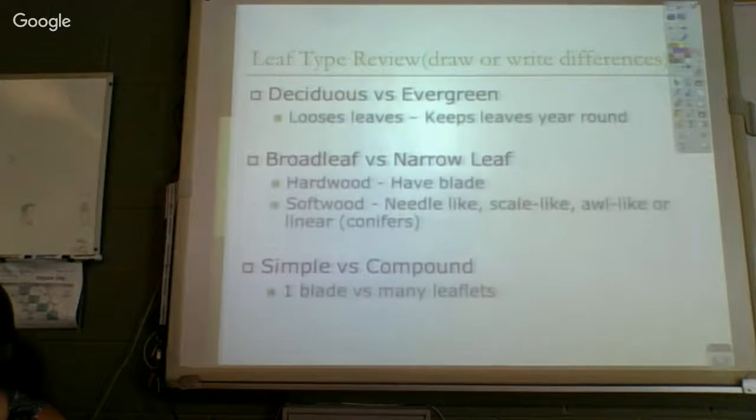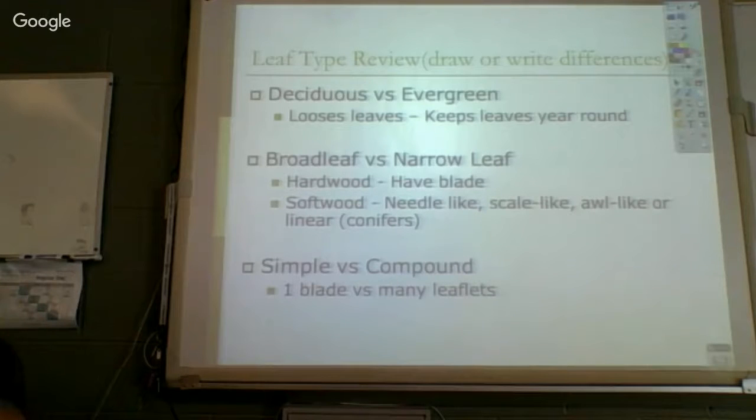Do a little bit of a review. Deciduous versus evergreen is loose leaves versus keep leaves. Broadleaf, we have hardwoods and softwoods, and have a leaf blade versus needles and things like that. Simple is one leaf blade, compound is many leaflets.